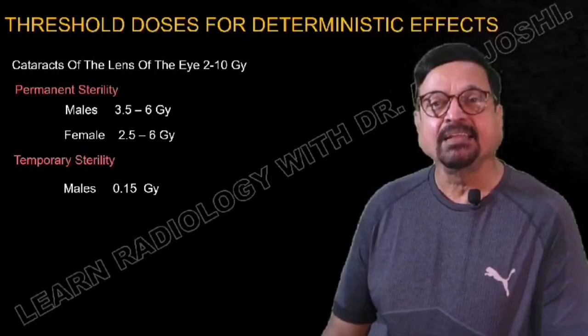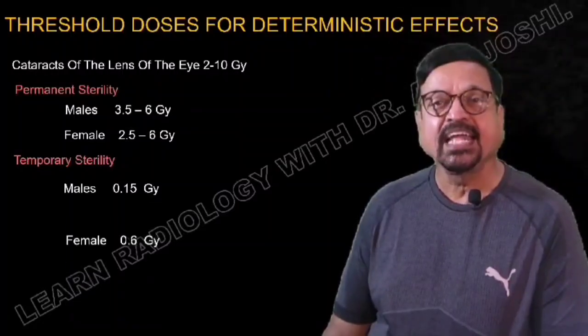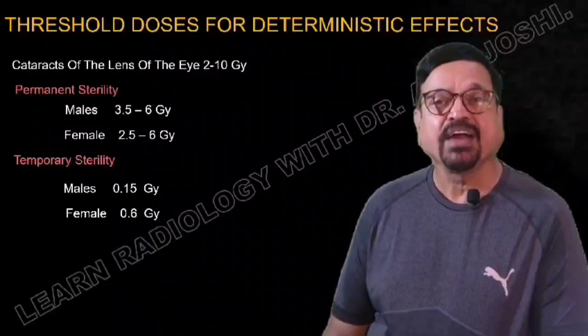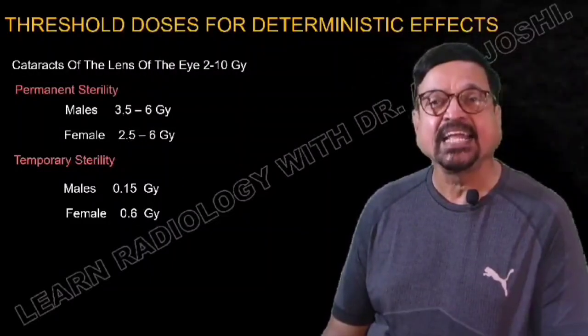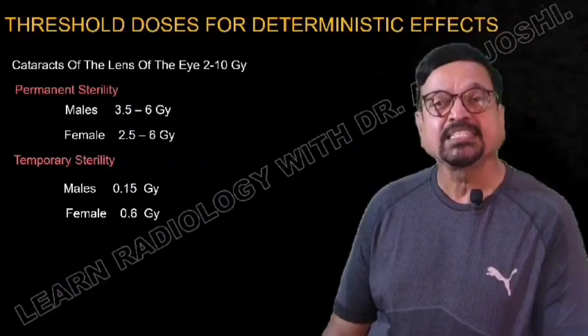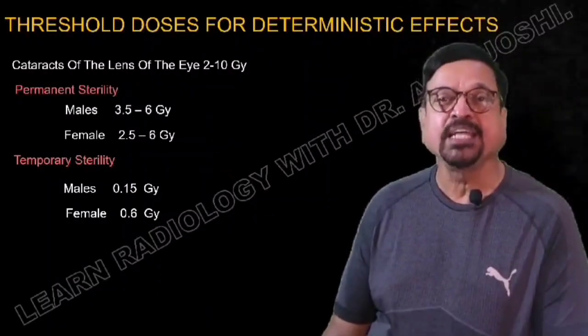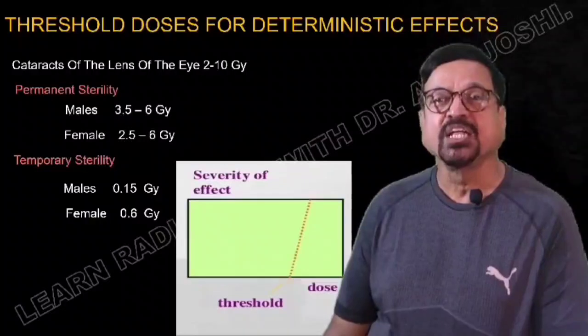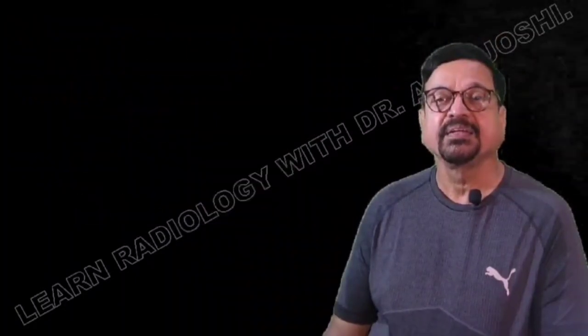Then there can be temporary sterility. In males it is 0.15 gray, and in female it is 0.6. Now, what we do here: if we find that somebody has exceeded a radiation dose, they are kept away from the radiation, and in the subsequent days they recover from the effects of radiation, because radiation dose is cumulative.